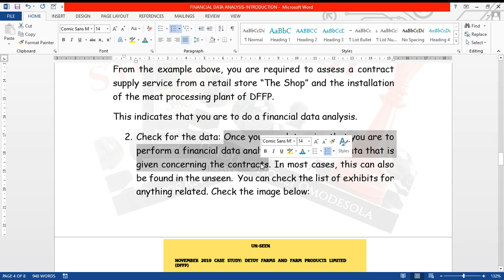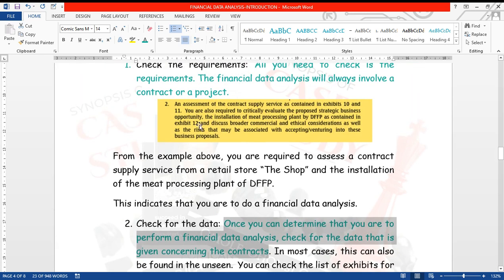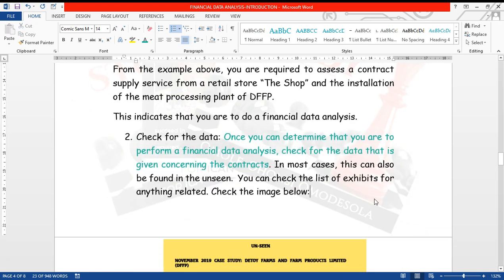concerning the contract. Now, in this case, they were kind of nice to us because they told us, as contained in Exhibit 10, as contained in Exhibit 11, as contained in Exhibit 12, which we saw in the question. So they have basically told us where to look. Check for the data. Go to those exhibits that you were told and check for the data.